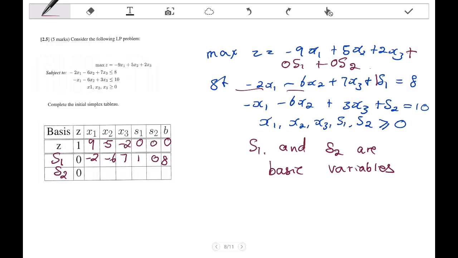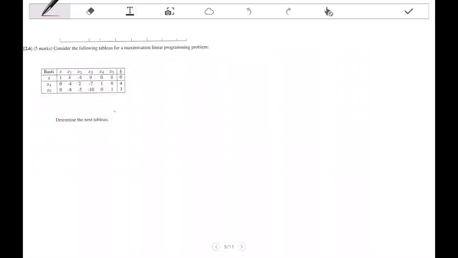Then the last constraint, you have a coefficient of x1 as -1, x2 as -6, x3 as 3, and then s1 in this constraint here is 0, and then s2 is 1, and then the value of that is 10. So you are done with this question. You completed the table. Then now let's move on to the next question.